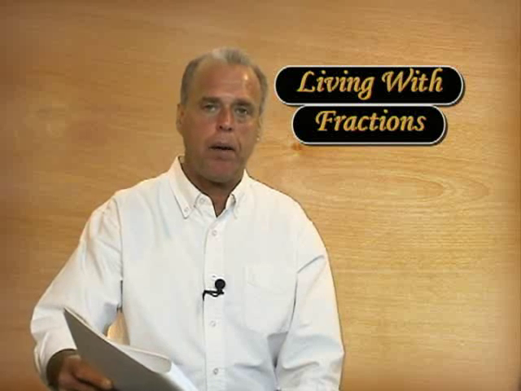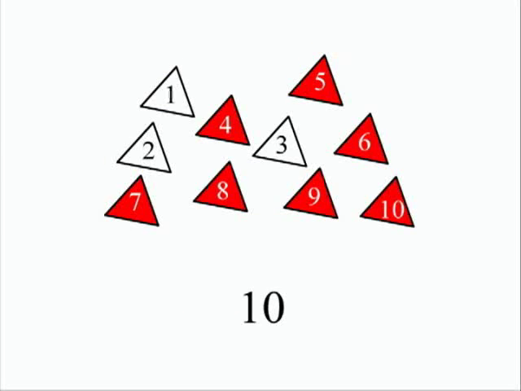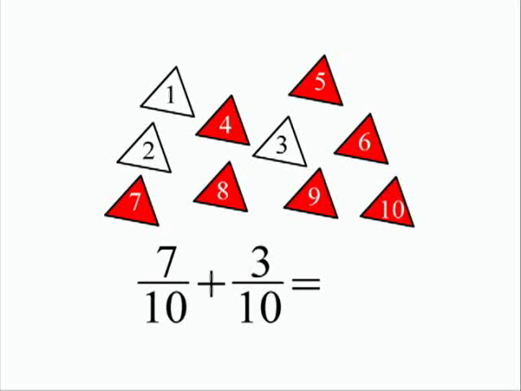Here we have a number of objects where some of them are colored red. The red objects represent what fraction of the total number of objects? There's a total of 10 things here, which goes into the denominator of the fraction, and 7 of these are shaded red, which goes into the numerator of our fraction. So 7/10 of the total things here are shaded red, and 3 out of 10 are not shaded, so 3/10 of the total objects are not shaded, and 7/10 plus 3/10 equals a total of 10/10.